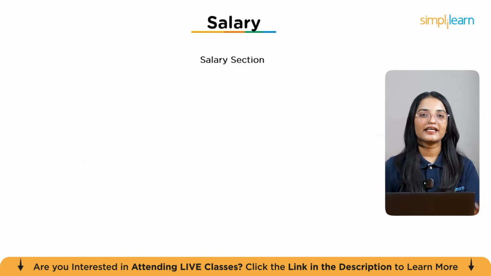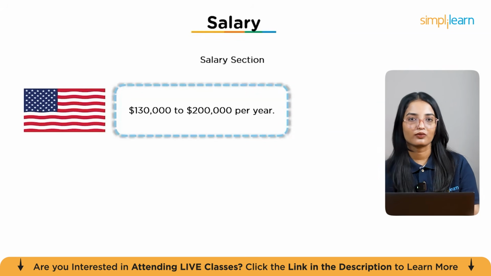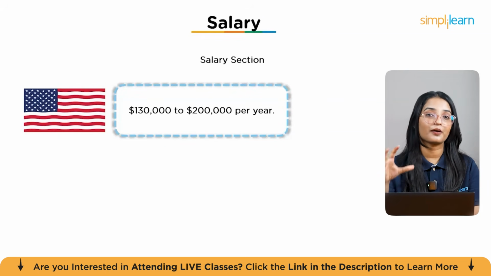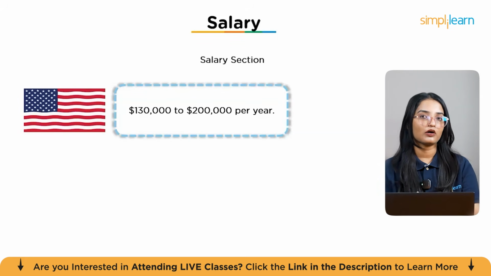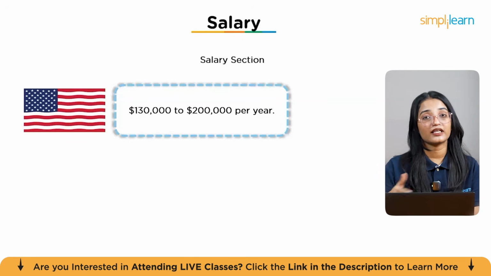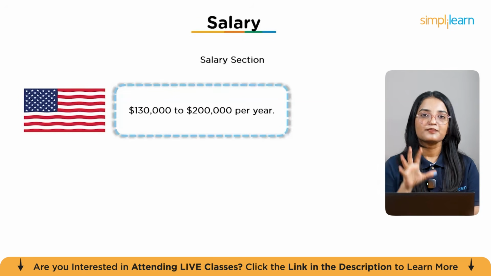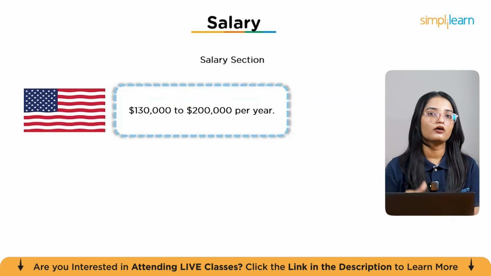Now let's talk about something everyone is curious about, which is the salary. In the United States, AI engineer and agentic AI roles are already commanding strong compensation. Most mid-level professionals are earning anywhere between $130,000 to $200,000 per year, and senior roles can go well beyond that depending on expertise and company scale. Specialized engineers working on advanced agent systems or large-scale AI infrastructure often sit at the higher end of this range.